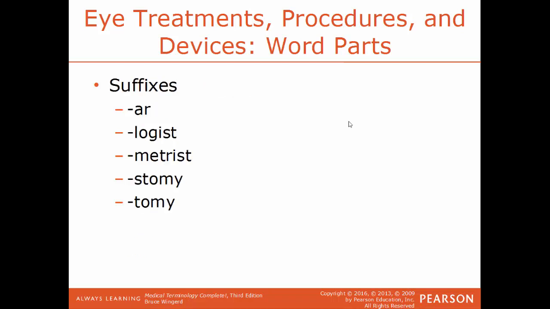Some common suffixes you'll see. AR means pertaining to. The suffix logist is a specialist. The suffix metrist is someone who measures. Stomy is the creation of a new opening. And tomy is the process of cutting.